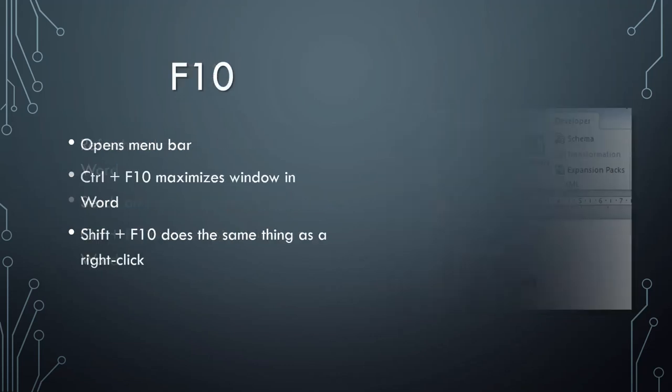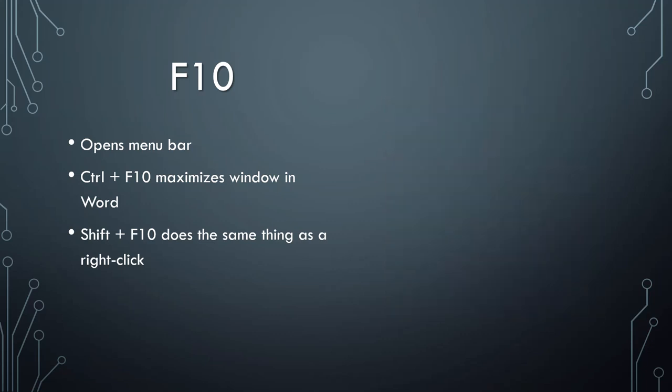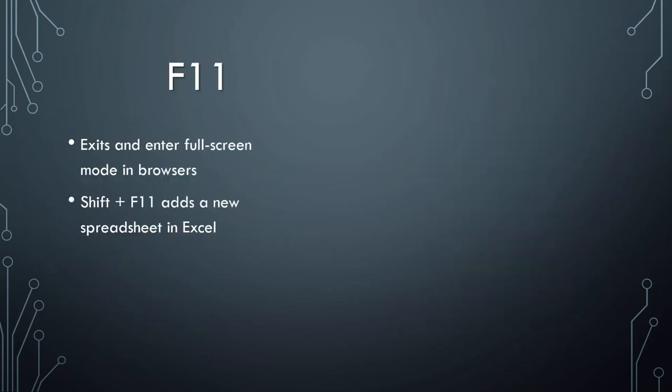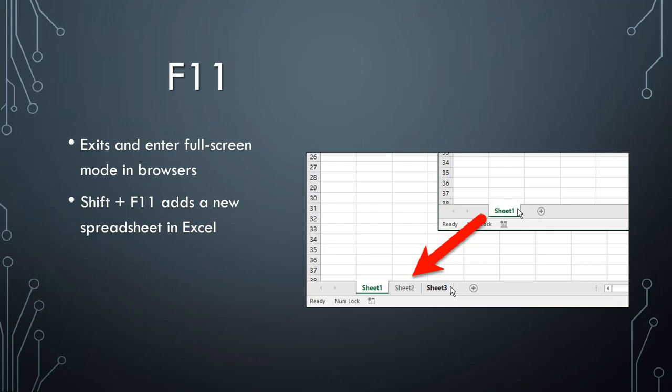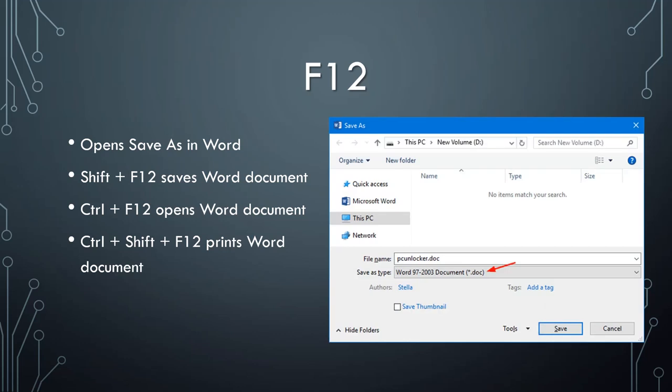F10 opens the menu bar. Control plus F10 maximizes windows in Word. Shift plus F10 does the same thing as a right click. F11 exits and enters full screen mode in browsers. Shift plus F11 adds a new spreadsheet in Excel. F12 opens Save As in Word. Shift plus F12 saves the Word document. Control plus F12 opens a Word document. Control plus Shift plus F12 prints the Word document.